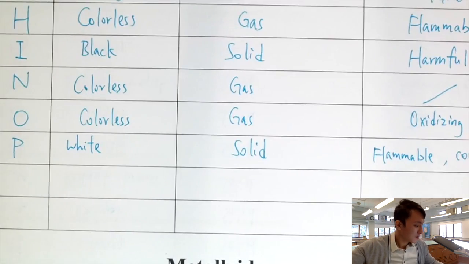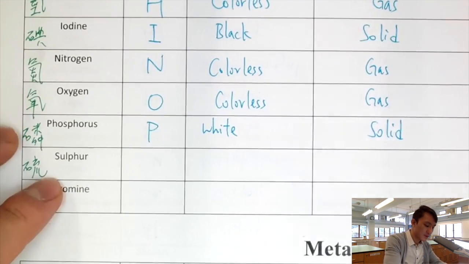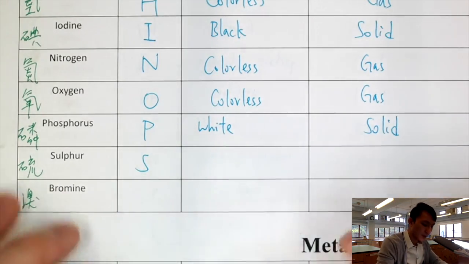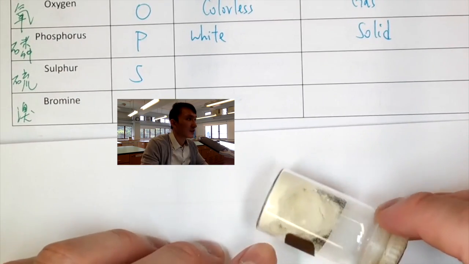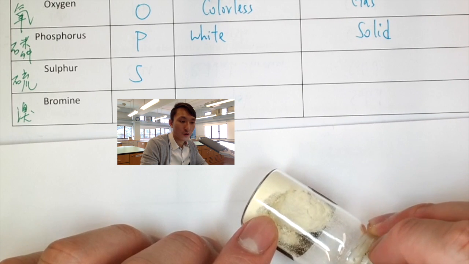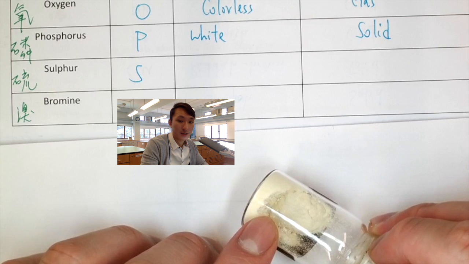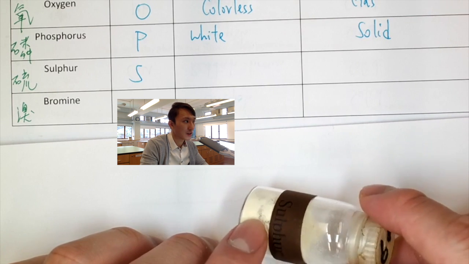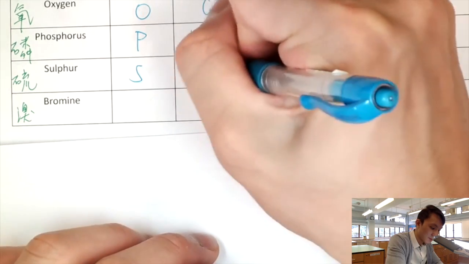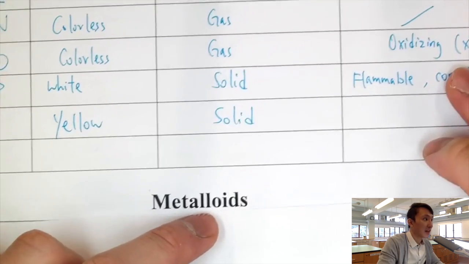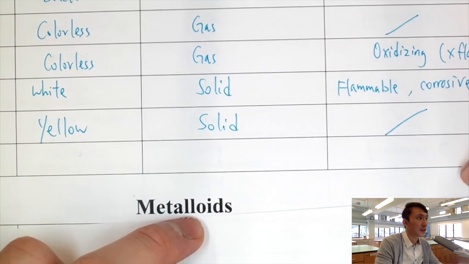Now, sulfur. Sulfur is a yellow solid. You actually saw that one before when we did the sulfur and iron powder demonstration. We did talk about that before. So sulfur is a yellow solid, and it doesn't have any hazard warning label.